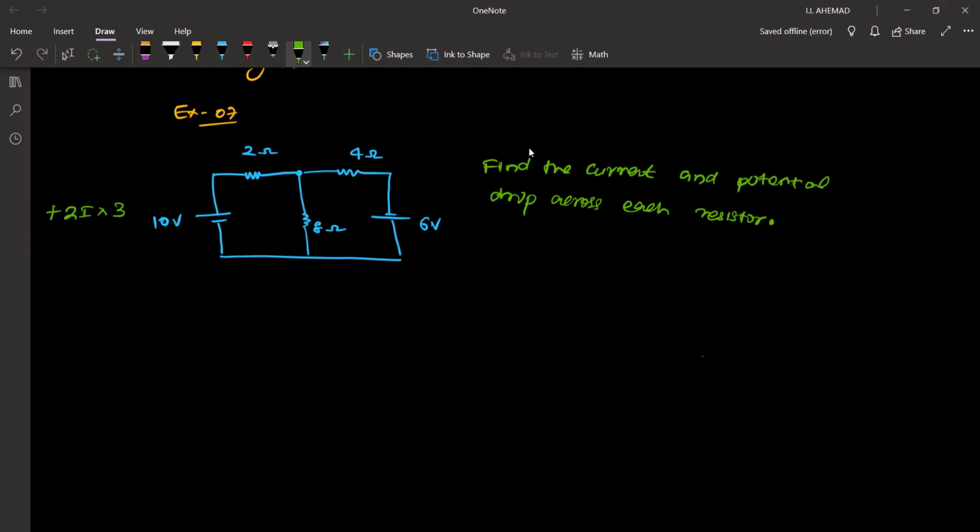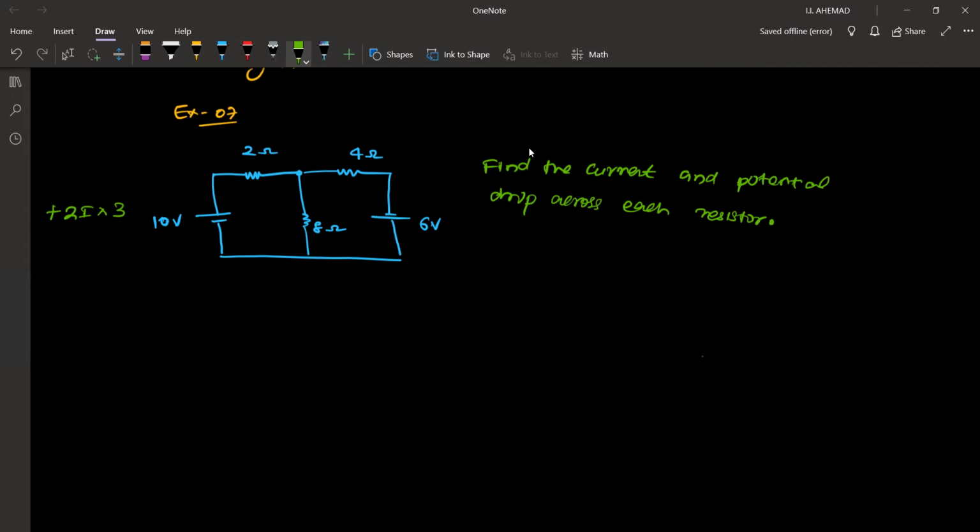Okay, so this is the question. Find the current and potential drop across each resistor. So Amna, what is the first thing? It is to mark the current. We have to mark the current in the branches. So my question was, from where shall we start marking the current? From 10-volt battery or from 6-volt battery? Which one would be convenient for us?